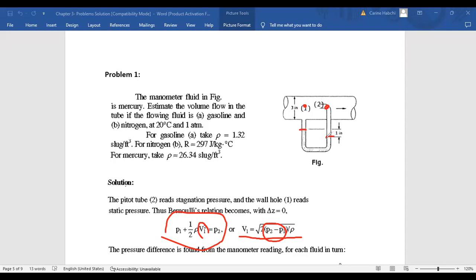You have a fluid here. This fluid is mercury. And you have another fluid that is passing in the tube. Okay, so you can relate the two by doing this. So you say first, I have a fluid here. Okay, this fluid, if I start from point one, yes.